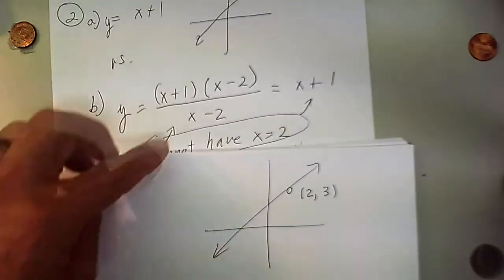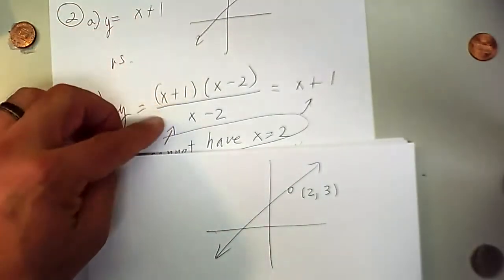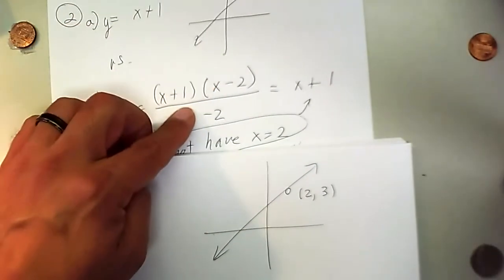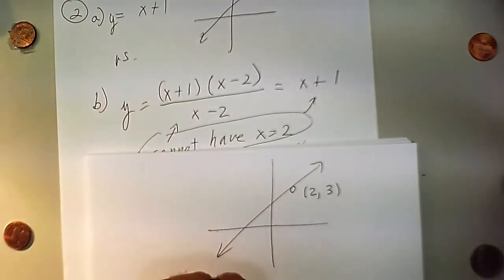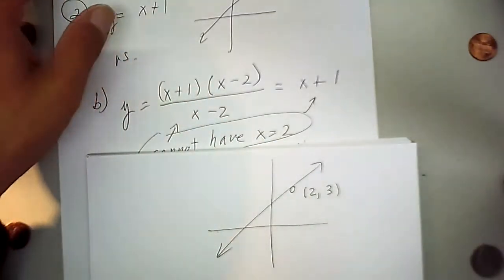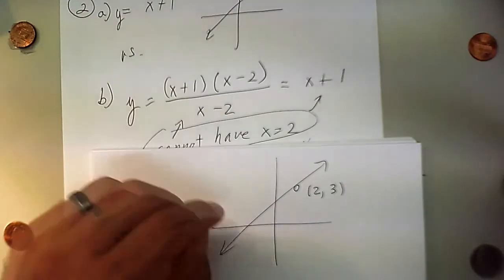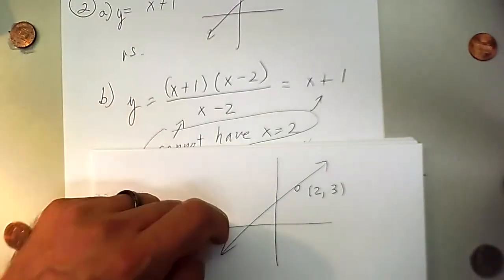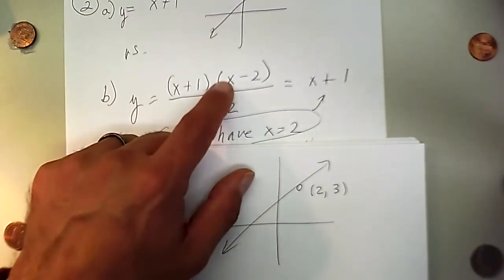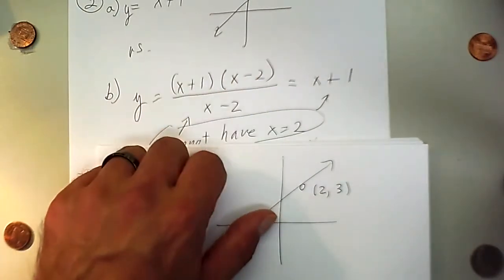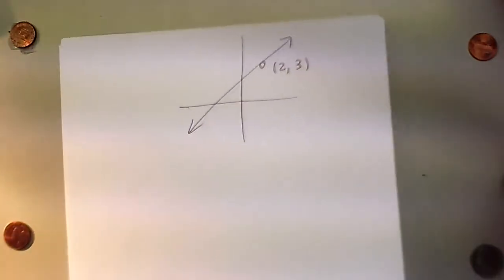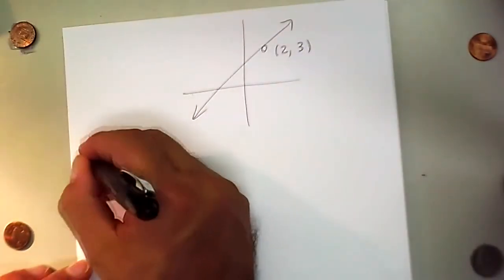So be aware, anytime we have a factor that cancels off with another factor, a hole will show up every time, unless we have a factor that is never equal to 0. Yeah, let's do an example. Example 3.